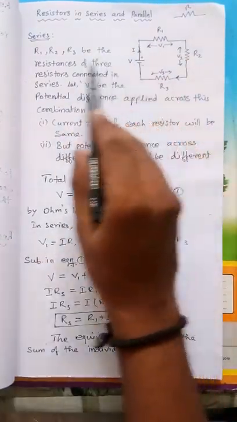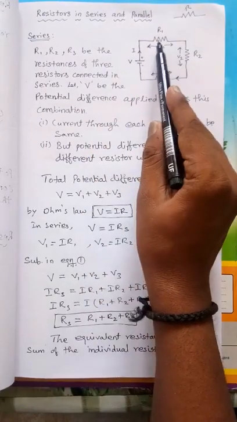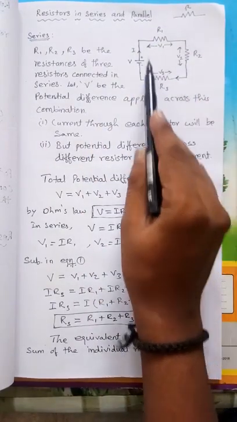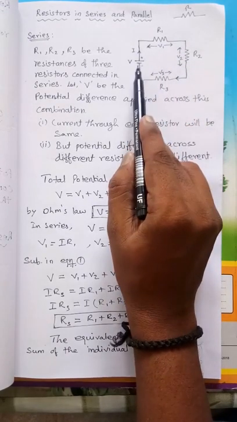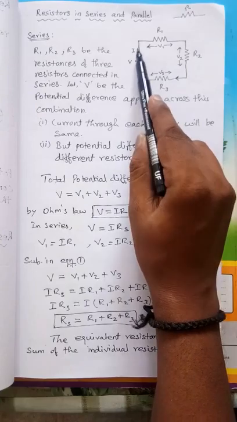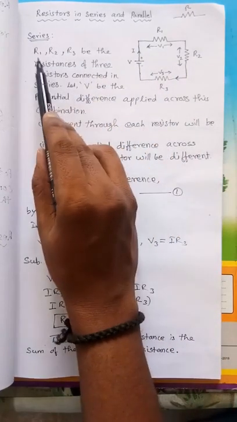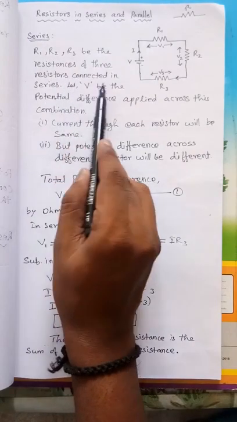Now the resistors connected in series. This is a 3 mark question. You see R1, R2, R3, three resistors connected in series. Series means continuously connected. One battery is connected, plus and minus. The current always moves from positive to negative. R1, R2, R3 be the three resistors connected in series.